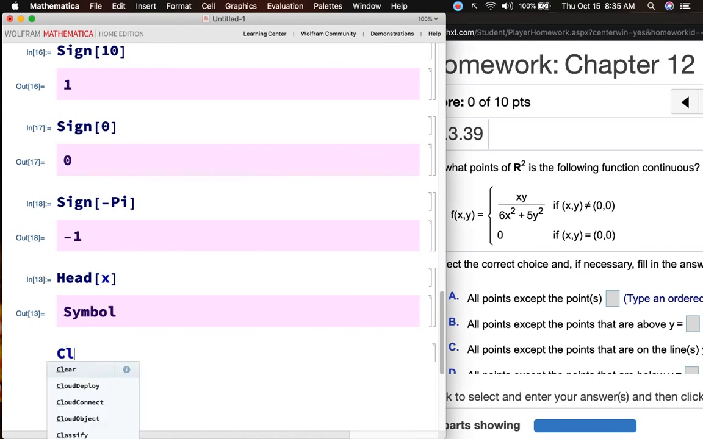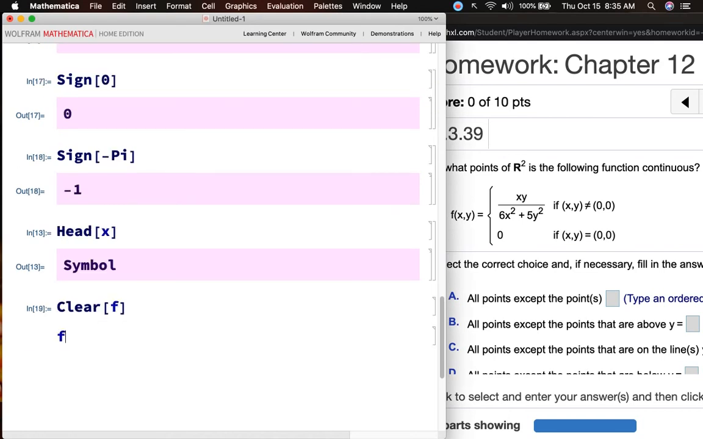Clear F. F of x and y is equal to x times y, control divide by 6x to the power of 2 plus 5y to the power of 2. Okay. Oh, actually, well, no, that's fine. Yeah, this is fine.